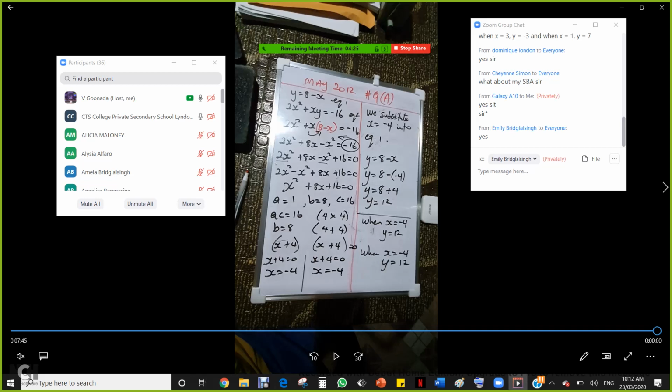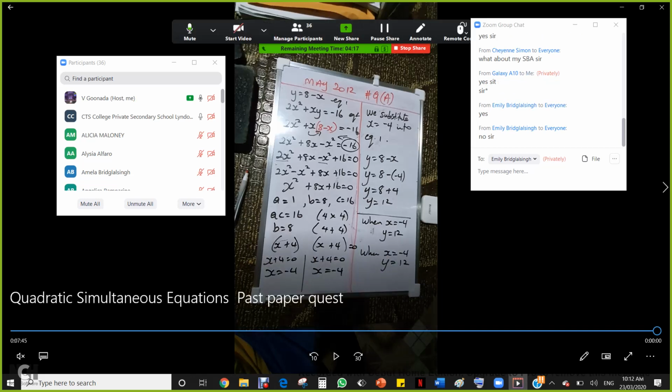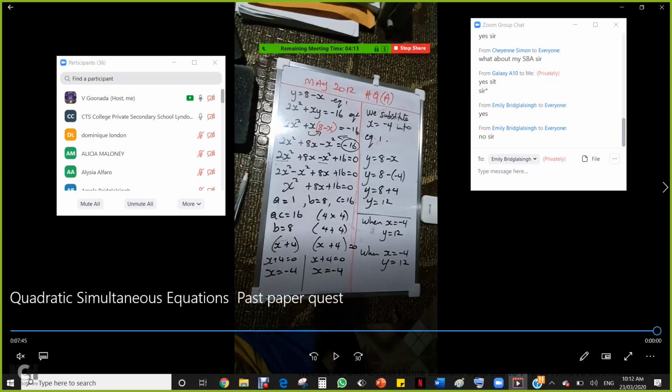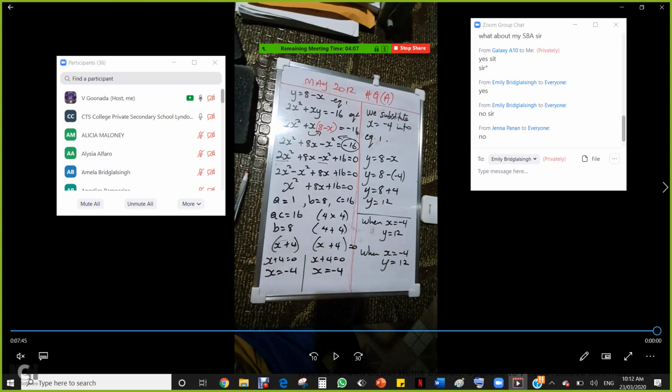Any questions? Ladies and gentlemen, any questions? No, sir. All right, so that will conclude simultaneous equations as well as measurements.